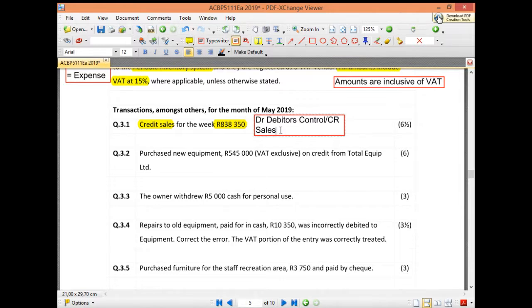Okay, and we're going to credit debtors control because they owe us money, so that increases. We credit our sales. What else do I need to credit? Okay, what VAT? Output or input? Okay, and then we credit VAT output because that is a liability which we need to pay over to SARS.